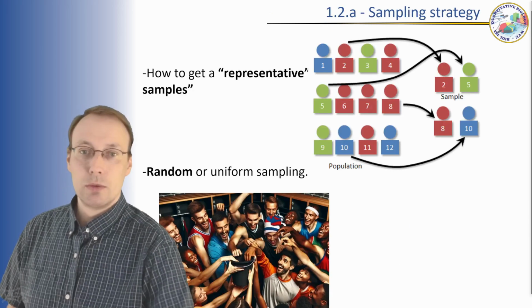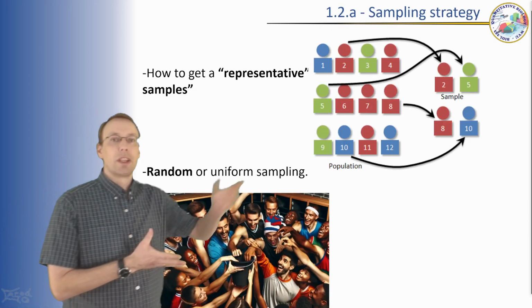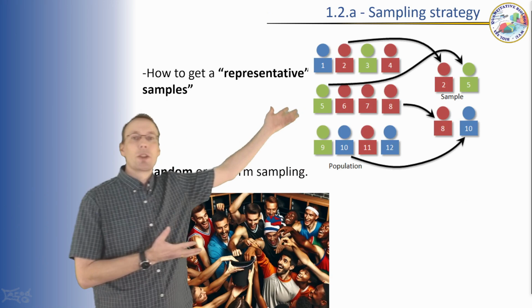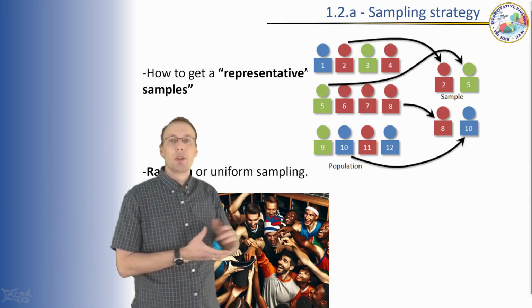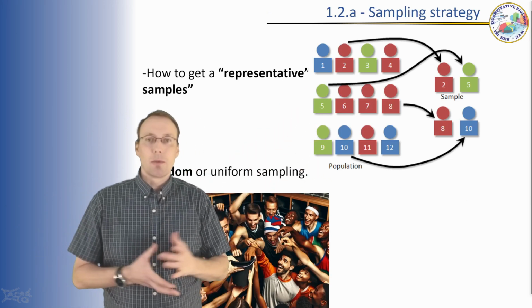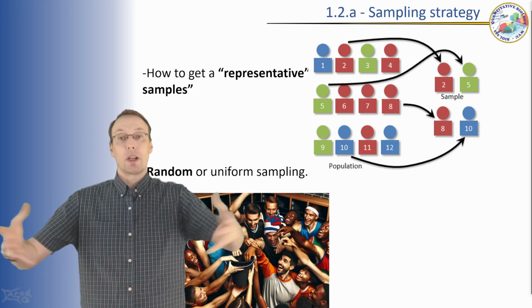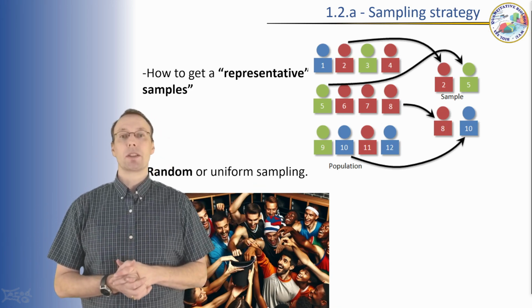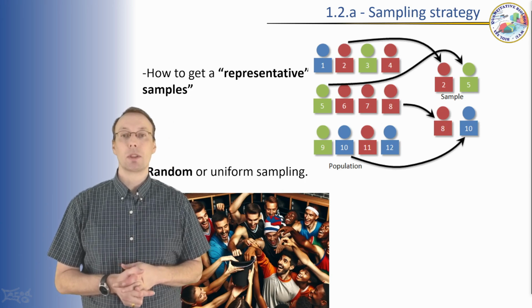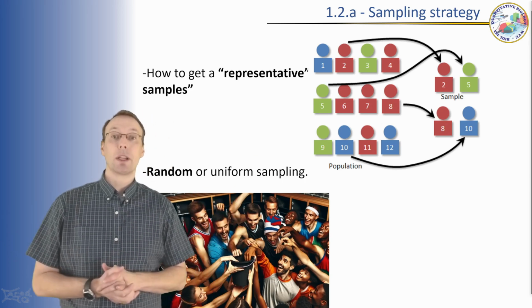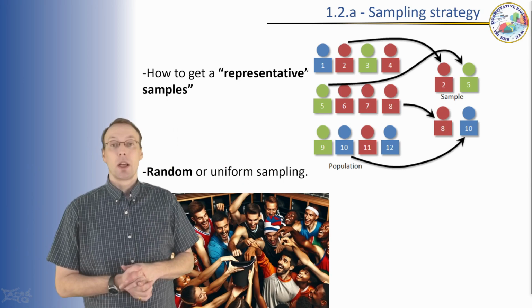Okay, so the idea is that you have a whole population here. You take your samples. You want to be able to get representative samples, in that you try to sample, as I said, without biases, and in a way that will capture the whole variability of the population.